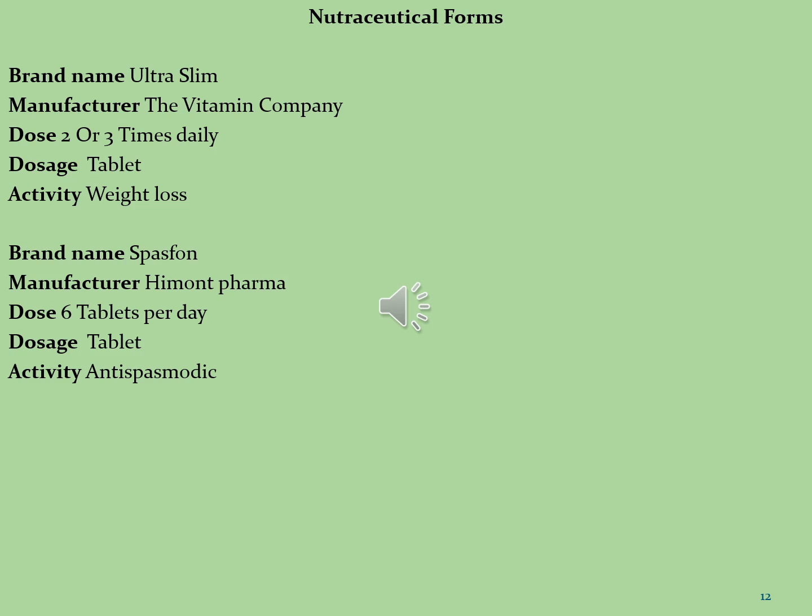The second brand is Pasphon. It is manufactured by High Mount Pharmaceuticals, and it is taken 6 tablets per day. It is formulated in tablet dosage form, and it is used as an antispasmodic agent.